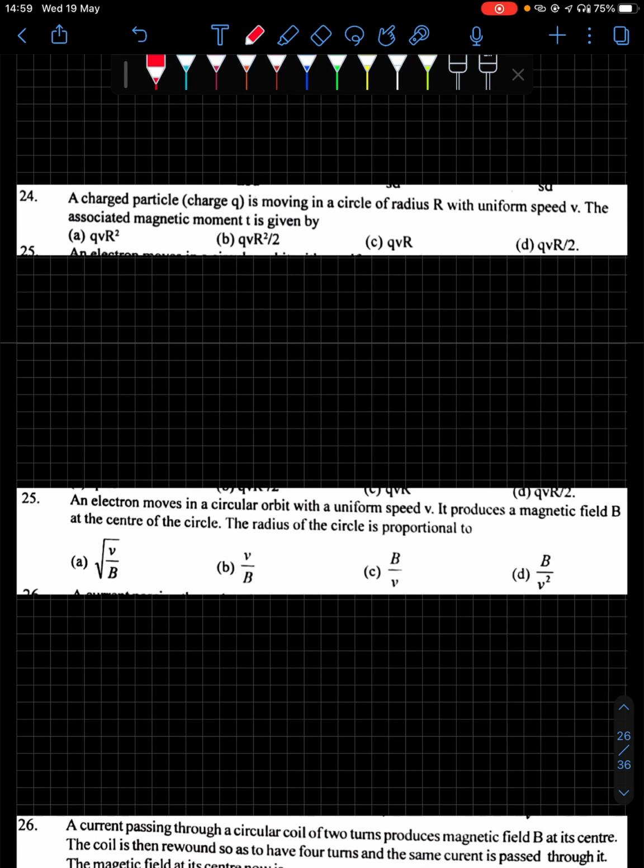Option number C. Okay, 24. A charged particle is moving in a circle of radius r with uniform speed v. The associated magnetic moment is given by what? Okay, so magnetic moment is given by what?